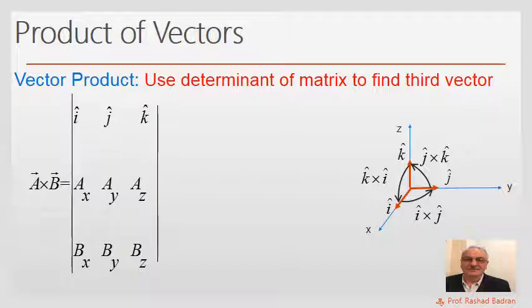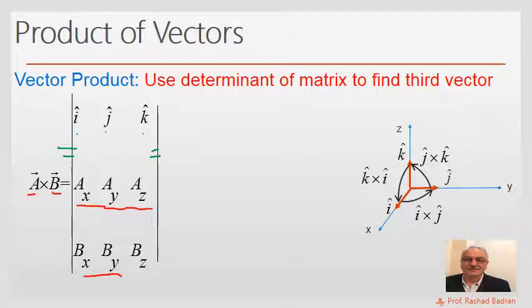The determinant is represented by two sidebars, where the first row is the unit vectors i hat, j hat, and k hat. We write the second row starting with the first vector, which has three components. And finally, the third row is going to be the components of the vector b.